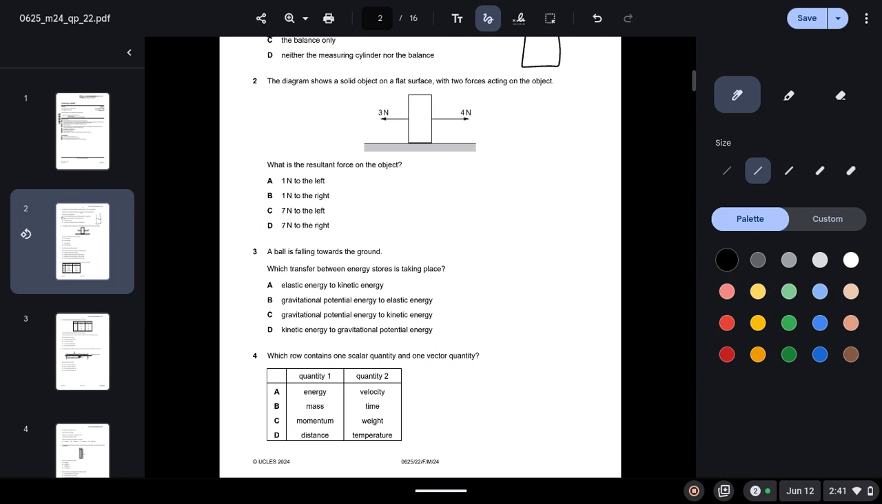The diagram shows a solid object on a flat surface with two forces acting on the object. What is the resultant force on the object? Well, this is quite easy. You can see that the resultant force will be in the right direction and it will be 1 newton.